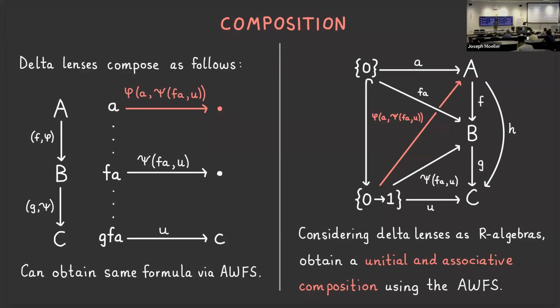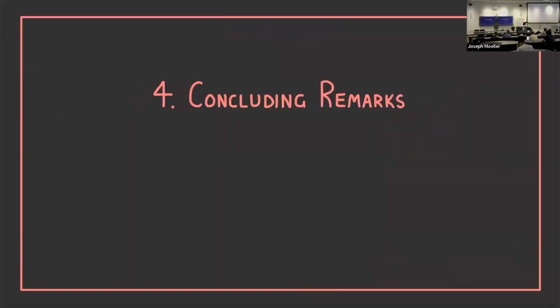Okay, so lenses are morphisms. They're not just objects in a category, they are morphisms and we can compose them. Okay, I'll pause here for any questions.